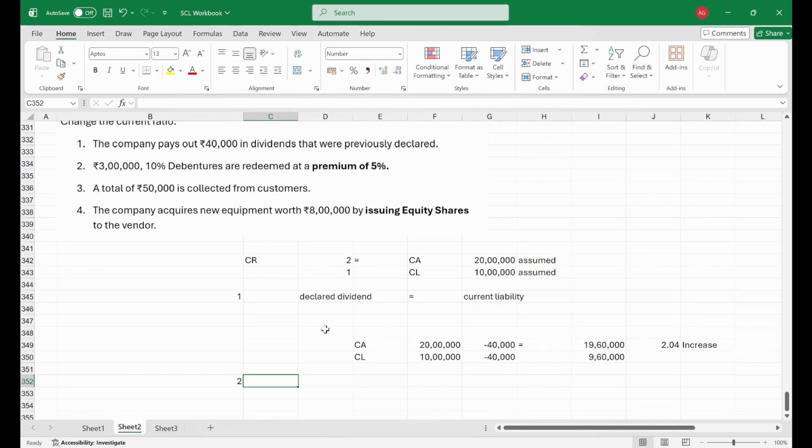Let us go to the second subdivision. The company redeemed 3 lakh 10% debentures at a premium of 5%. Understand?